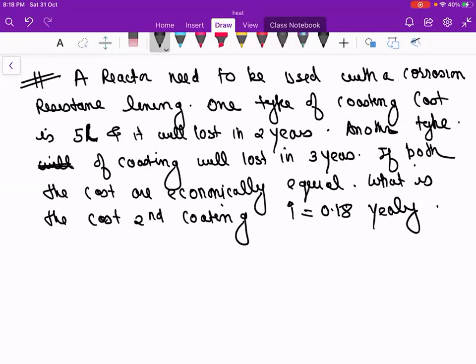What is your second line? See, I will read once again. Question: a reactor needs to be used with a corrosion resistance lining. One type of coating, sorry, it is coating. One type of coating costs 5 lakh and it will last 2 years. Another type of coating will last 3 years. If both the costs are economically equal, what is the cost of the second coating?